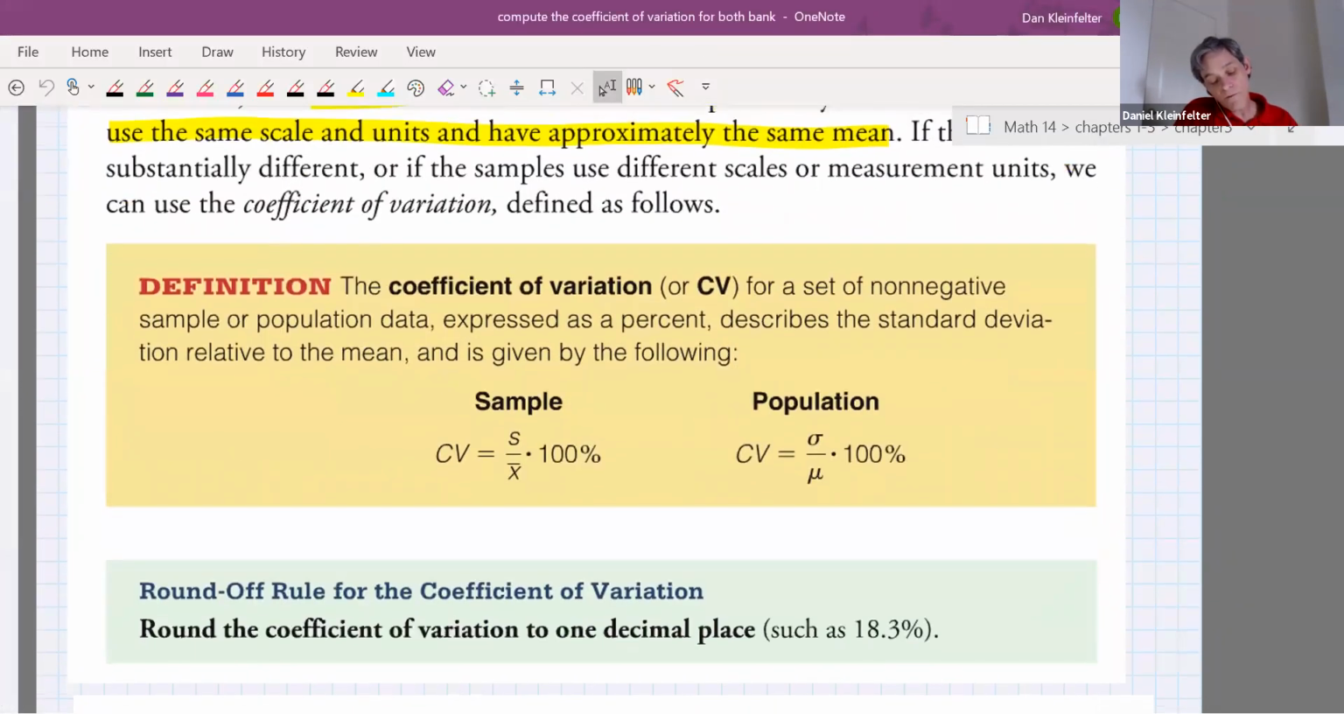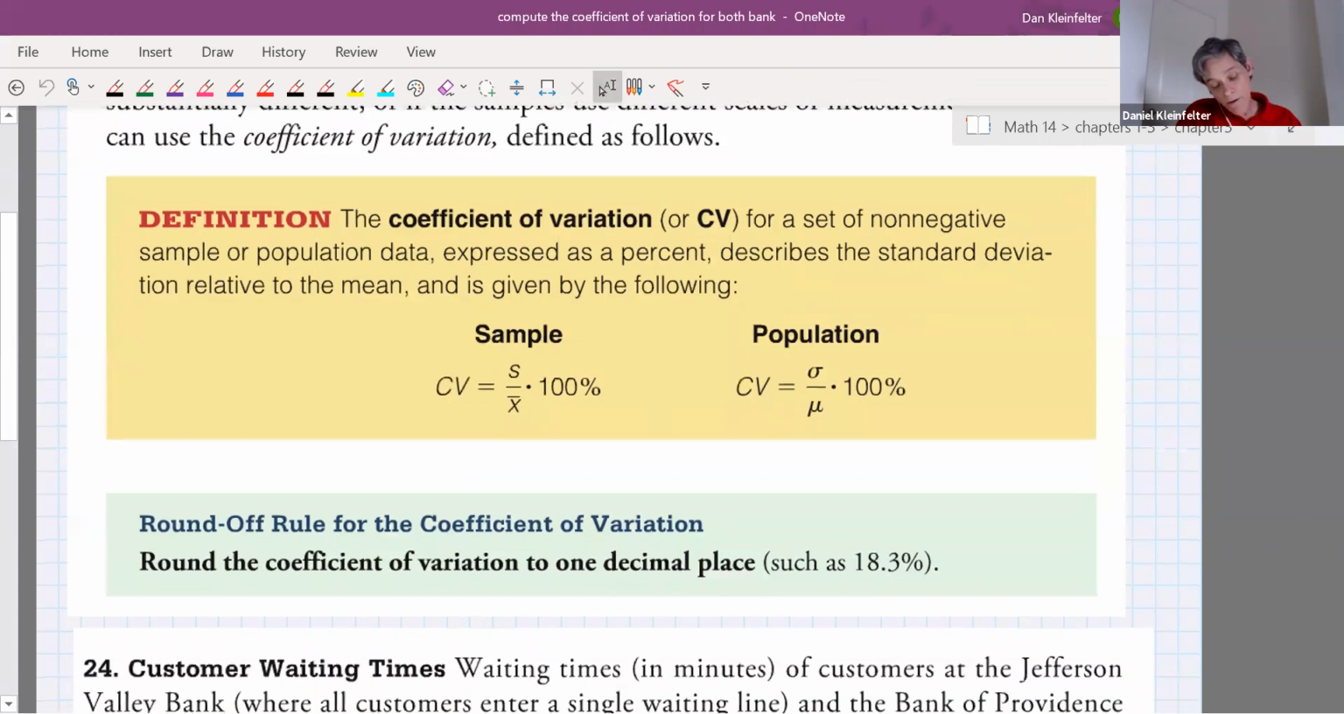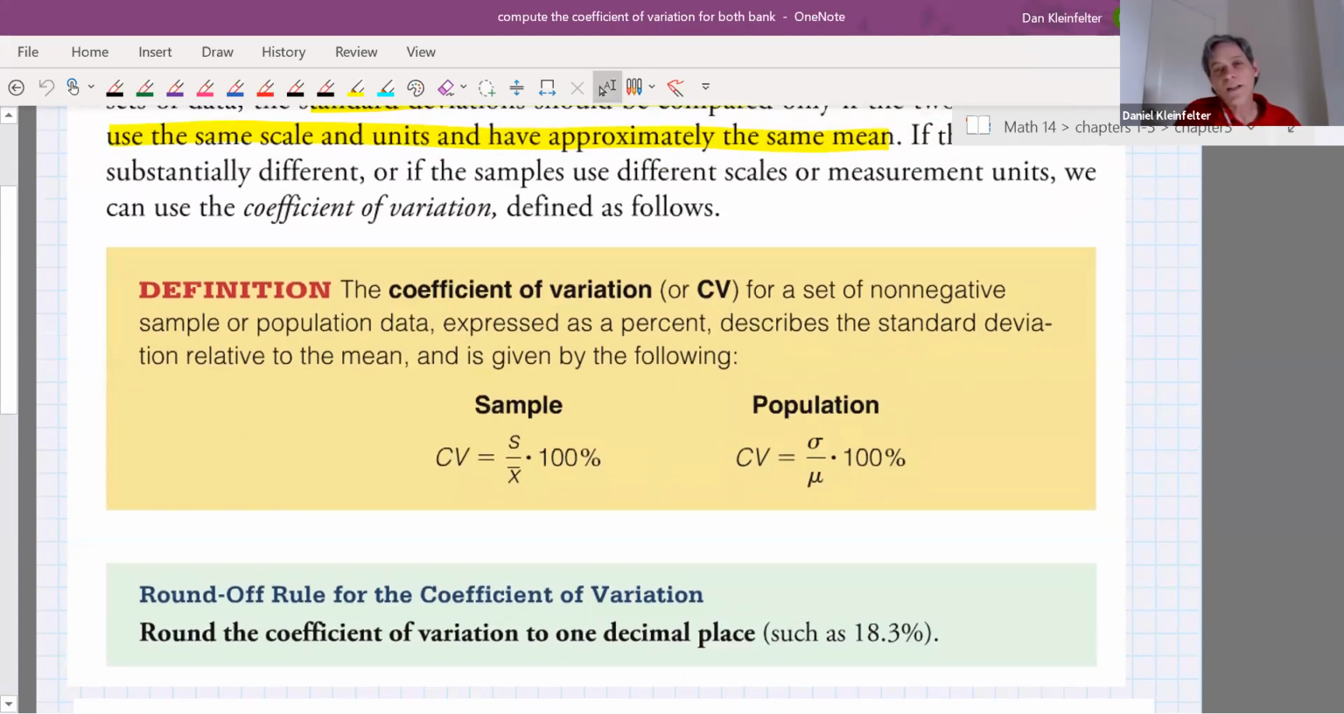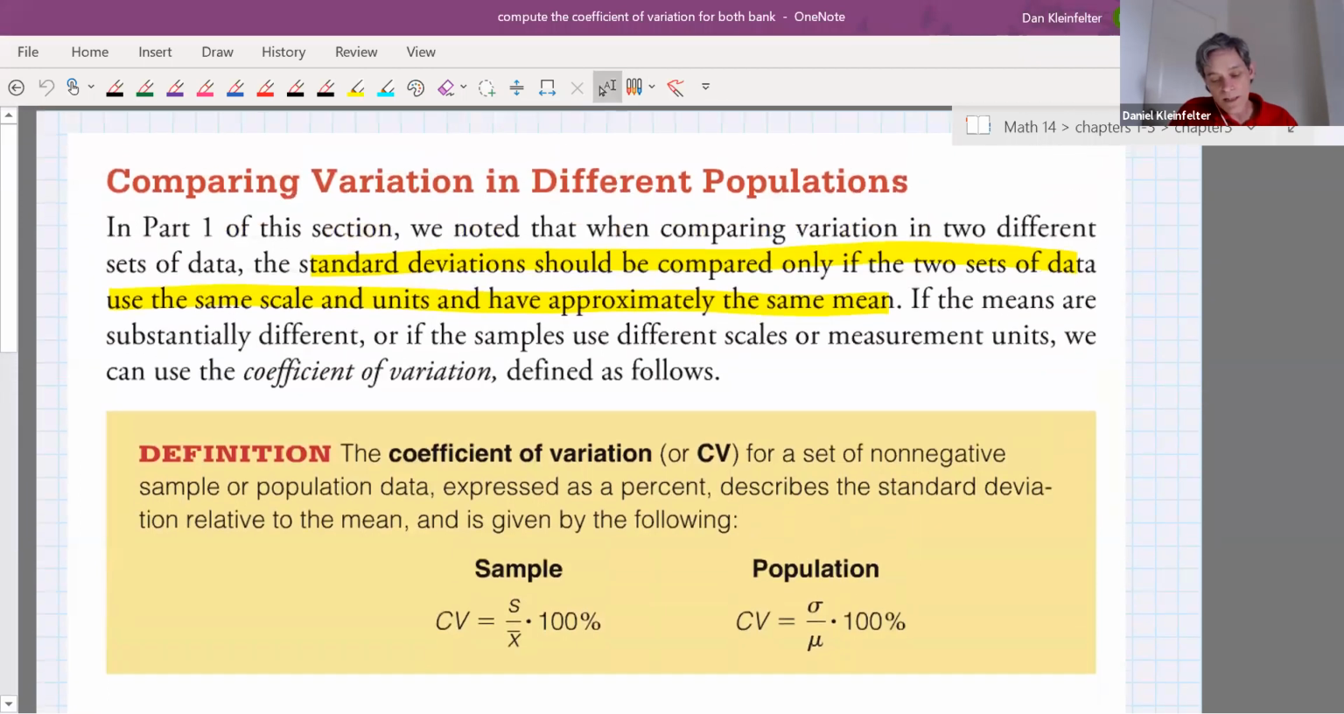There's a round off rule for it. It's a percent, okay? So it's not in feet or inches or anything. So you can always round it to 1 decimal place. So for example, 18.3%. All right, so the purpose of the coefficient of variation, why use it?